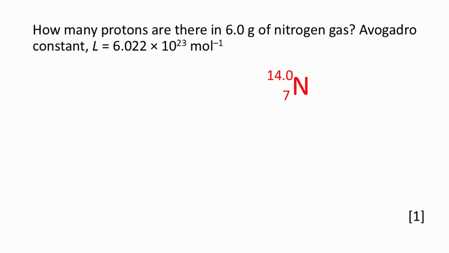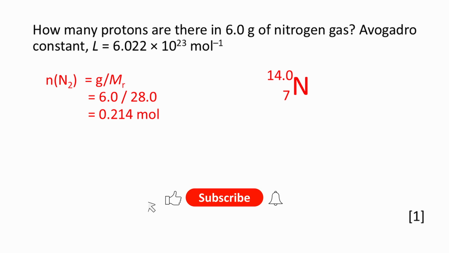Using the datasheet, we can see that nitrogen has a proton number of 7 and a relative atomic mass of 14.0. There are 2 atoms in each molecule of nitrogen, so the molar mass is 28.0, that is 14.0 multiplied by 2. The mass of nitrogen is given in the question, 6.0 grams. We can work out the amount of nitrogen using mass divided by molar mass. This works out to be 0.214 moles.